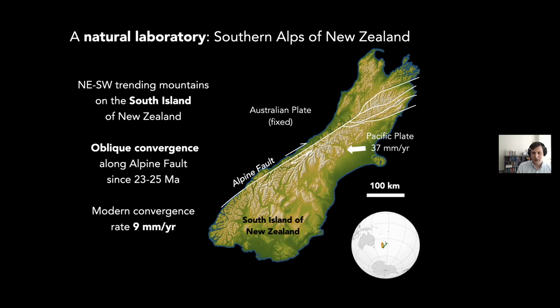The fault is effectively a plate boundary between the Australian and Pacific plates, and that plate boundary is highly obliquely convergent. So for about every 4 parts of strike-slip motion, there's 1 part of convergence across the fault, and the convergence rate is about 9 millimeters per year presently. And this small component of total oblique convergence is what has created the topography that we see and exhumed the mountains.